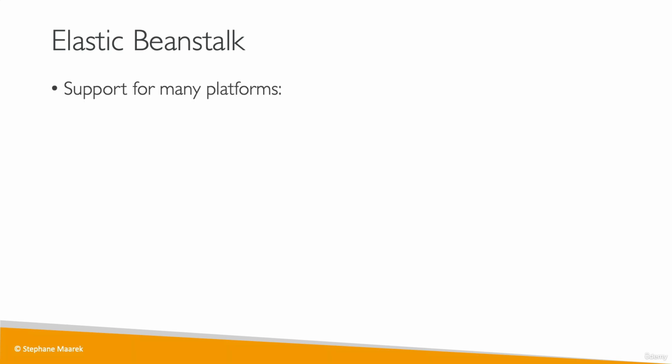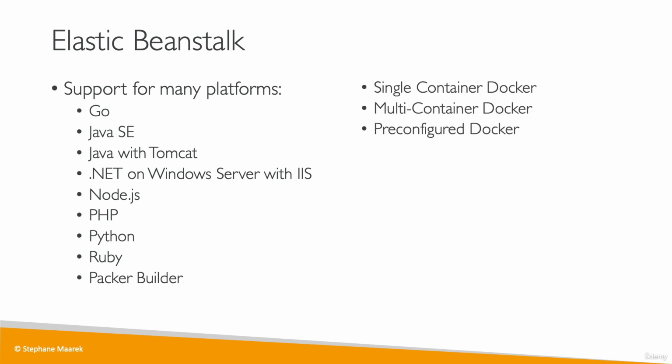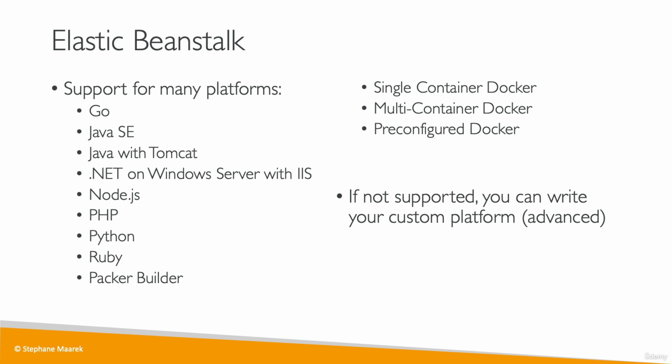Beanstalk can be used to support many platforms, for example, Go, Java, as well as .NET, Node.js, PHP, Python, Ruby, Packer, Docker, multi-Docker, and pre-configured Docker. And finally, if it's not supported, you can write your own platform. You don't need to remember this for the exam, but as you can see, Beanstalk supports a lot of ways to deploy your application, including Docker and many programming languages.